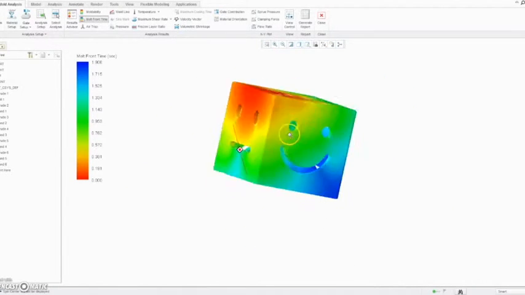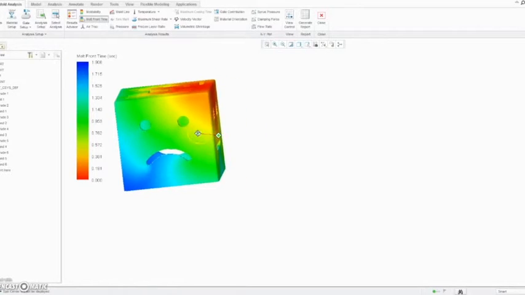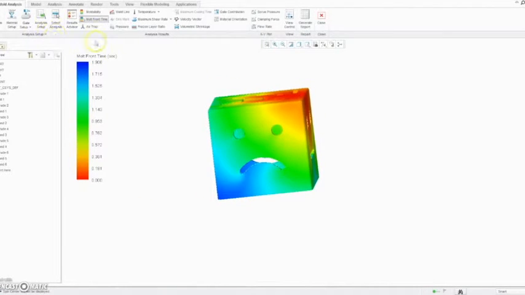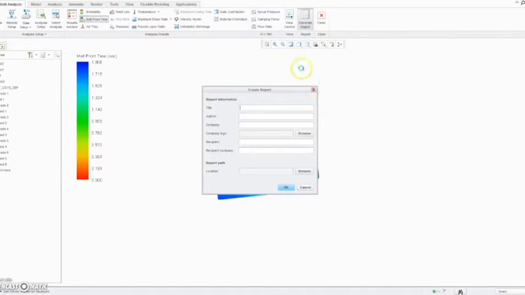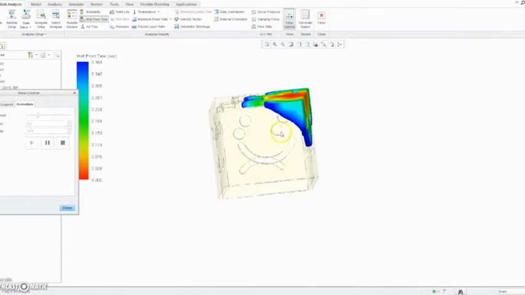Now, since we've done this simulation before, I'm just going to load the results. And we're going to look at how the results are going to look. Now first of all, let's make an animation to see how the flow looks.